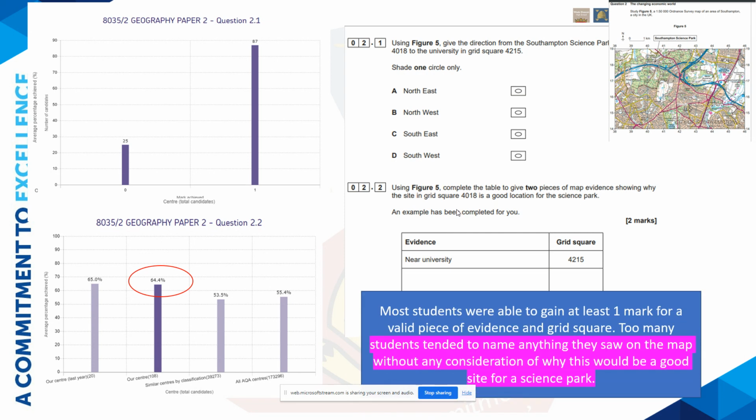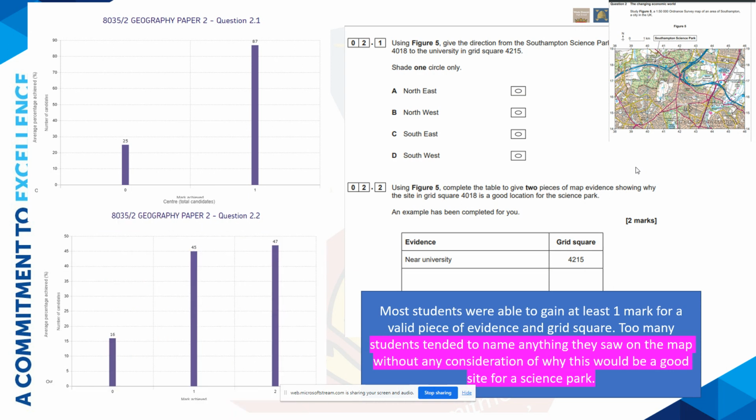Students tended to name anything they saw on the map without any consideration to why this would be good for a science park. So they might talk about a train line, which would be specific, but it's not on the map. I think of the ones it gave that weren't accurate, things like a shopping centre wouldn't apply to why it's good. Things like houses would have been good because you've got a workforce to go to work. Yes, being more specific about why it's important to the science park. And we scored a mixed bag again, 1s and 2s on that one.